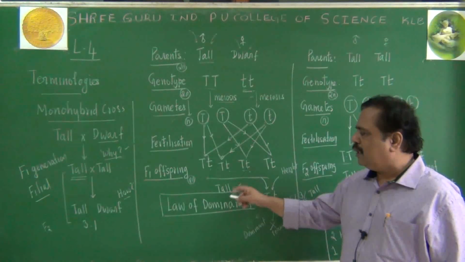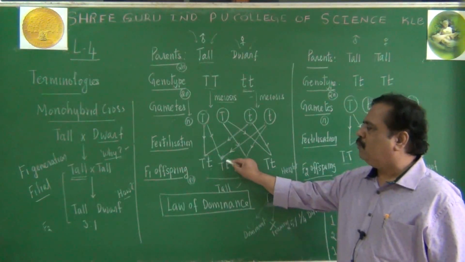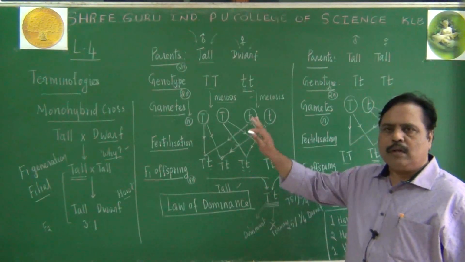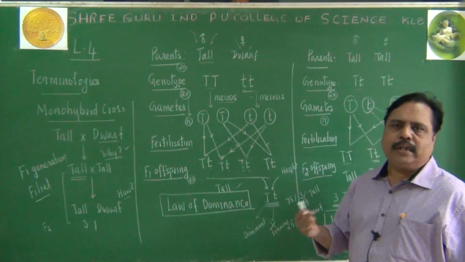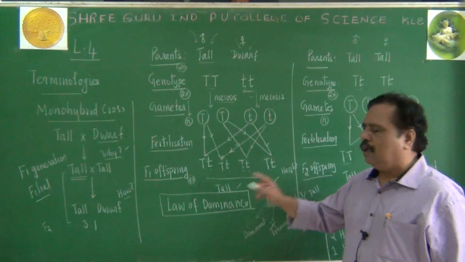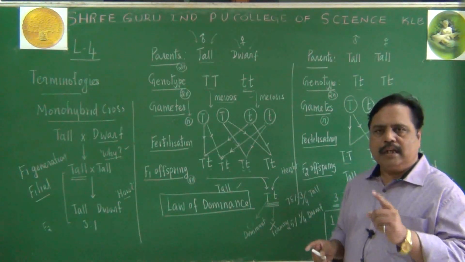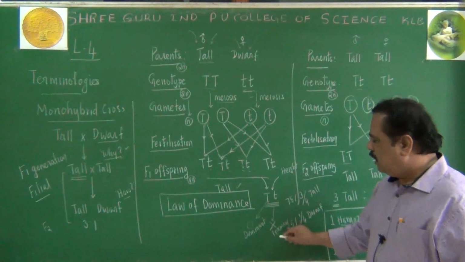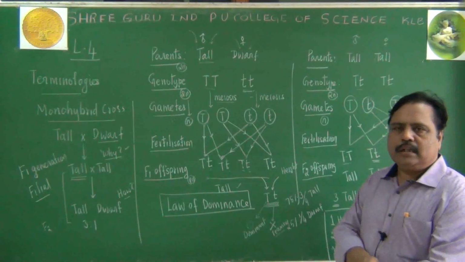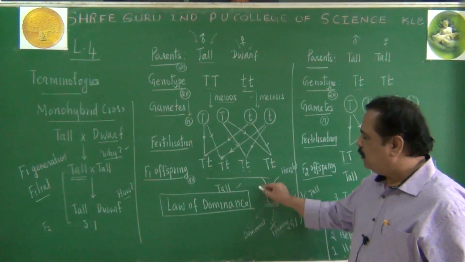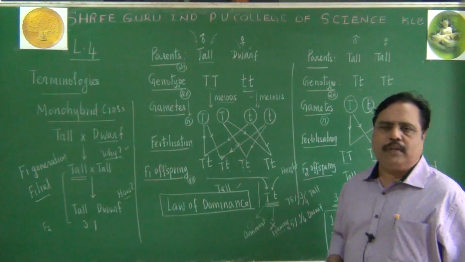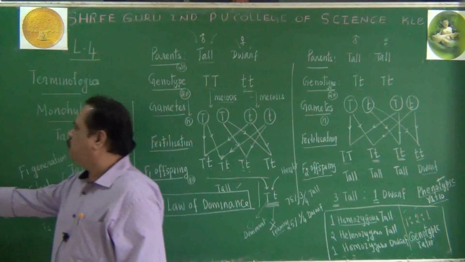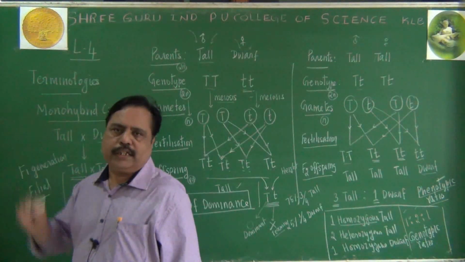So what is happening here? Capital T must be somehow dominating the small t. Capital T must be somehow not allowing the small t to get expressed. That is called the law of dominance. The allele which is expressed is called the dominant allele. The allele which is not expressed is called the recessive allele. And this phenomenon is called the law of dominance. So that is the first law proposed by Mendel according to genetics.